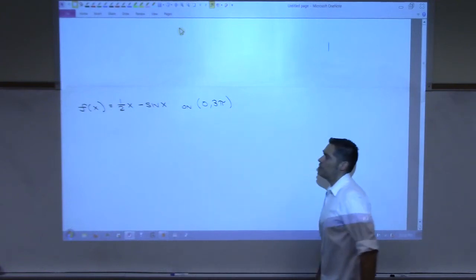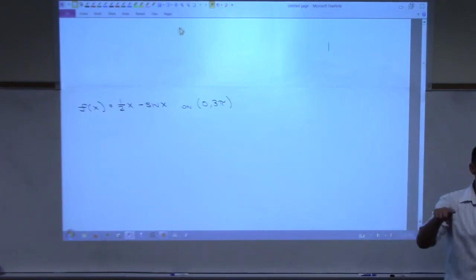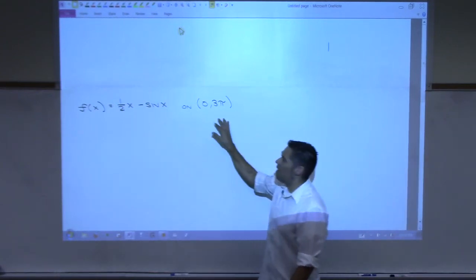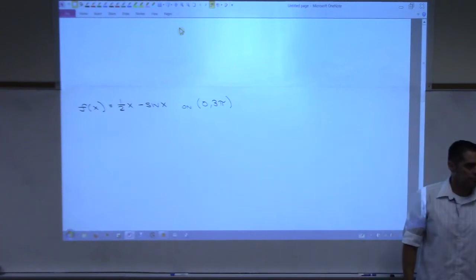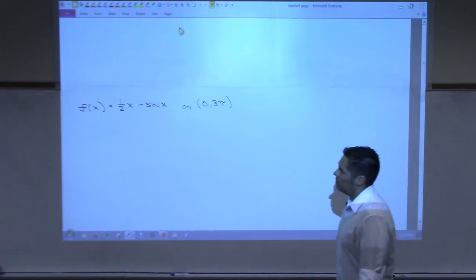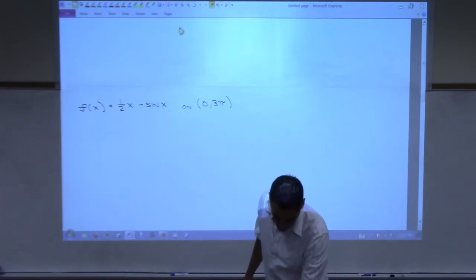Notice that's not a closed interval, right? Because I don't have brackets. That's an open interval, 0 to 3 pi. So we want to draw this picture, sketch this, just on that interval. I'm limiting the amount of work you're going to have to do by doing that. In the book, this is number 31.